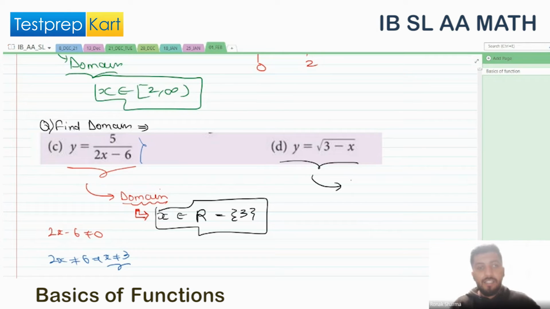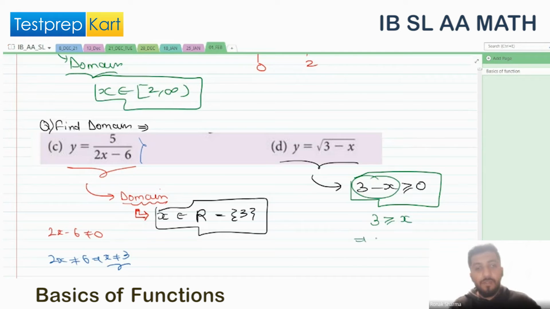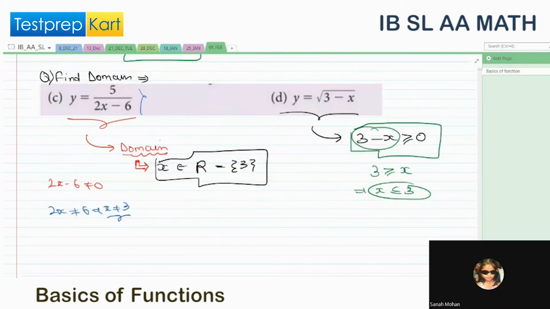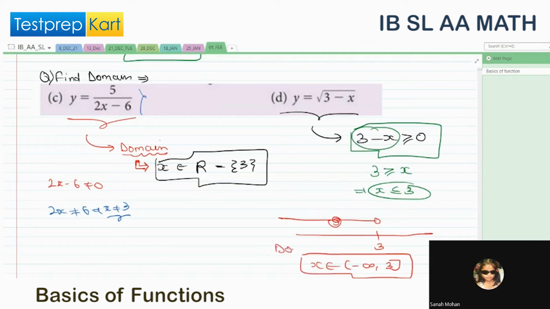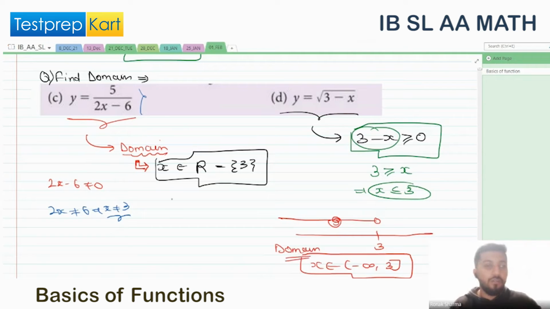Similarly here, I can see that no problem can occur if my 3 minus x is greater than or equal to 0. If my 3 minus x becomes negative, then it will create a problem. So what makes the function well defined is 3 minus x being greater than or equal to 0. That means 3 is greater than or equal to x, basically x is less than or equal to 3. If I draw it on the number line, 3 is here. So less than or equal to 3 means from minus infinity. So should I write open minus infinity to 3 closed? Is this interval notation correct? Yes. That's how we have found the domains of the two questions.